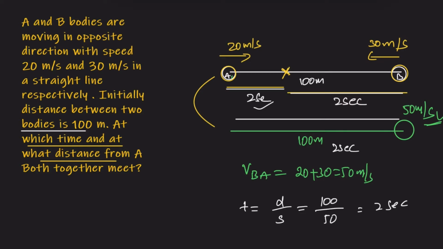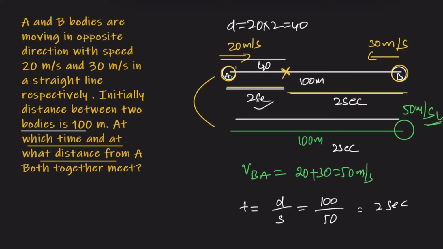So what is the time here? That is 2 seconds. What distance from A is the other question. So from A, this is the distance at which both meet together. So distance is equal to speed into time. Speed is 20 and time taken for A is 2 seconds. So we get here 40. So at a distance of 40, both bodies meet together. So this is the answer.